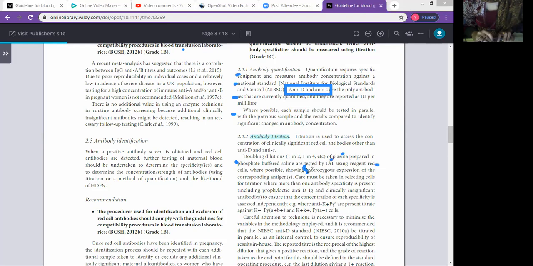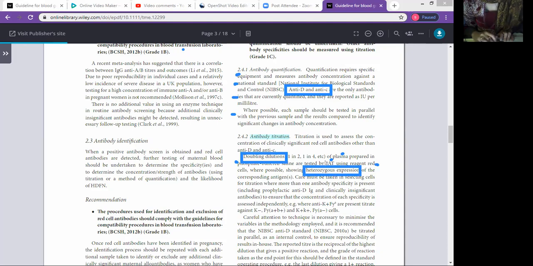the corresponding antigens. It is important that they have heterozygous expression of the corresponding antigen. So doubling dilution is done for antibodies other than anti-D, and they use cells with heterozygous expression, using the phosphate buffered saline.